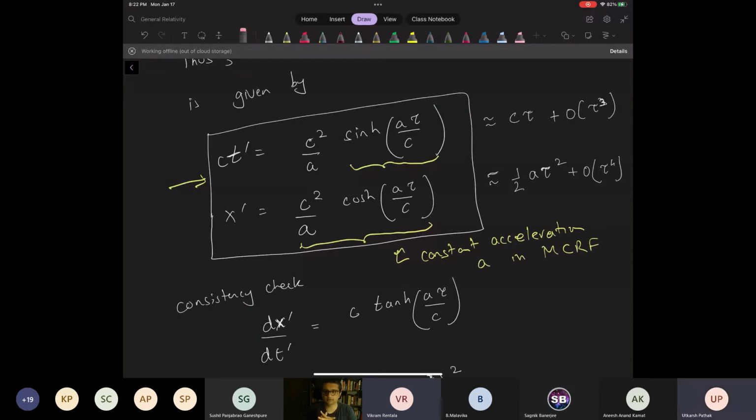Utkarsh? One more thing. What will the proper time of this particle mean? Because we don't have any frame where it is at rest. So what will the integrated tau mean? One way to think about it is that it is the integration of the small dt time intervals in which I am momentarily in a frame which is at rest with the particle.